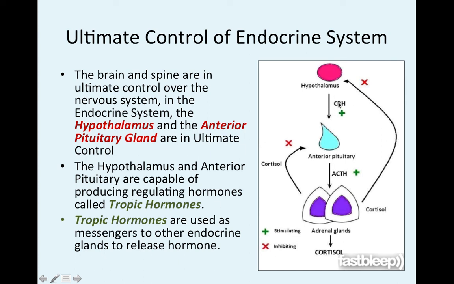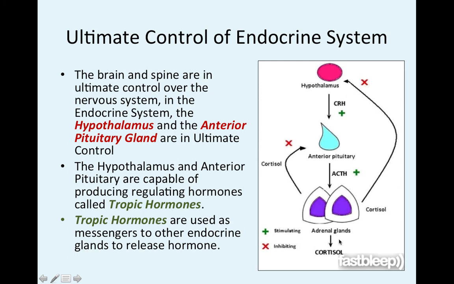And why it's considered a trophic hormone is because this hormone is going to act on the anterior pituitary to release another hormone, ACTH. ACTH can then exert its effects on the adrenal glands to release another hormone, cortisol. But this all comes down to the hypothalamus. The hypothalamus is releasing CRH, causing the anterior pituitary to release ACTH, which then causes the adrenal glands to produce cortisol.